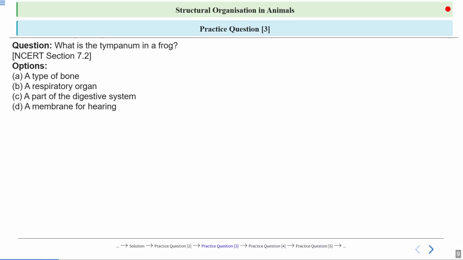Okay. Here comes the next question. What is the tympanum in a frog? This is coming from the NCERT section 7.2. And let us see the options. A, a type of bone. B, a respiratory organ. C, a part of the digestive system. D, a membrane for hearing. Right? Let us see the answer.